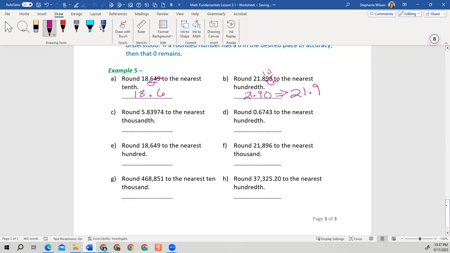Now let's look at C. It says the thousandths, which is the third decimal place. This 9 falls in it. Look behind it. Ask yourself, is it equal to or greater than 5? And it is yes. So we're going to add 1 to the 9 and drop the 7, 4 off. When I add 1 to the 9, it becomes 10. Carry the 1. 3 plus 1 is 4. Bring down the 8, 5 in the decimal, which is also 5.84.